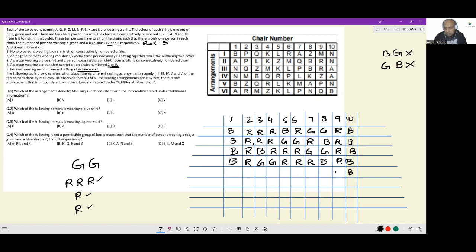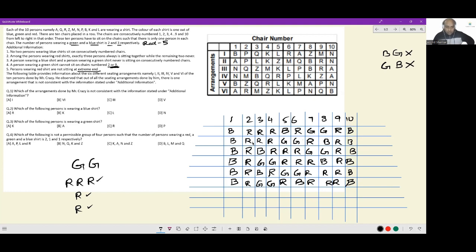So B, R, R, R, and B, R, R, R. Here I'll have GG. Here I'll have B, then R, then B, then R, then B. Here I will have R, then GG, then R, then B. And this is the extent to which we can make cases.